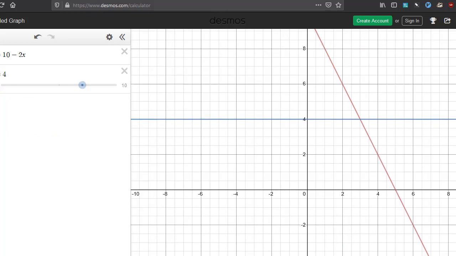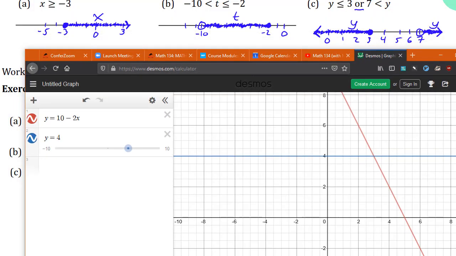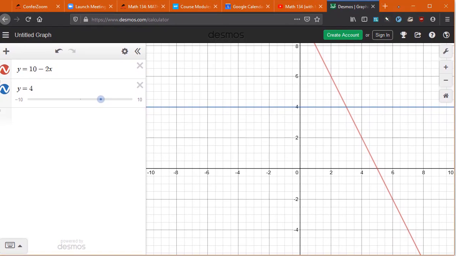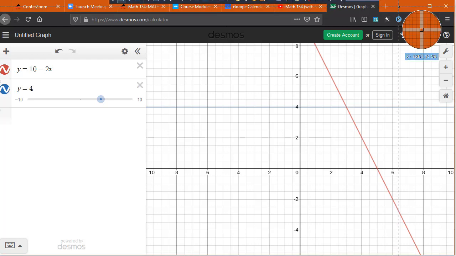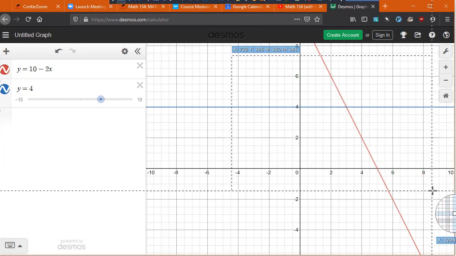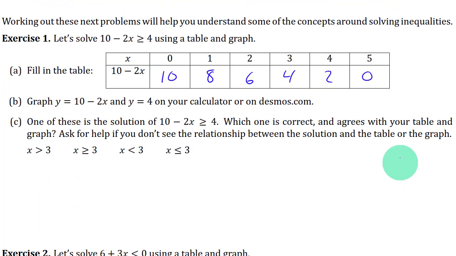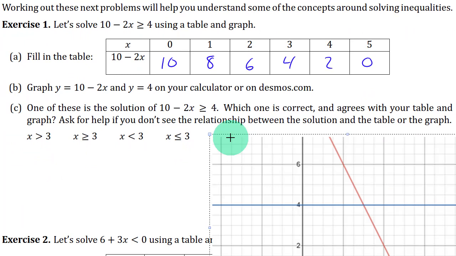Let me make this window a little smaller so you can see the whole thing. I'm going to make sure you can see what I'm typing in on the left over here. Okay, so I'm going to take this part of the graph and paste it over here so I can write on it.